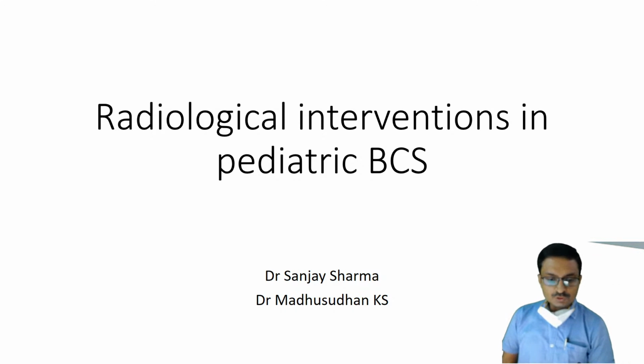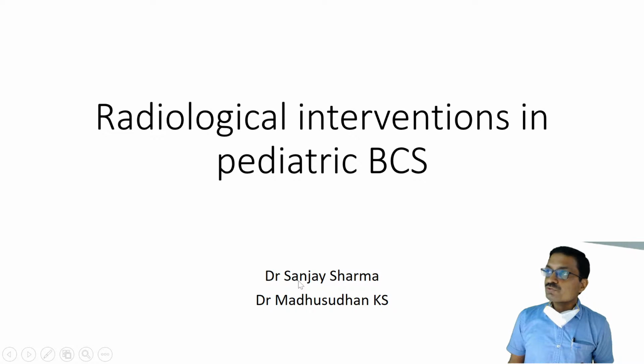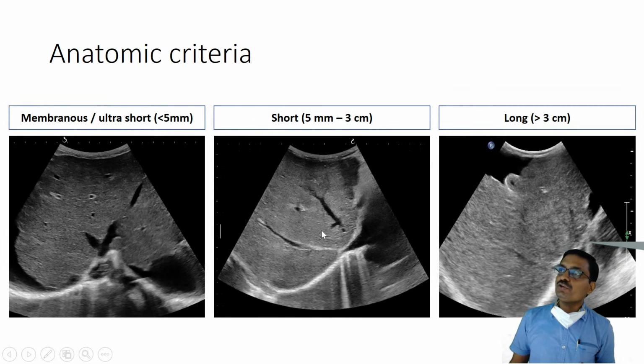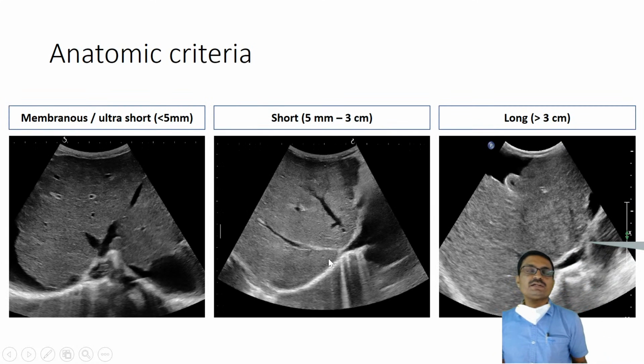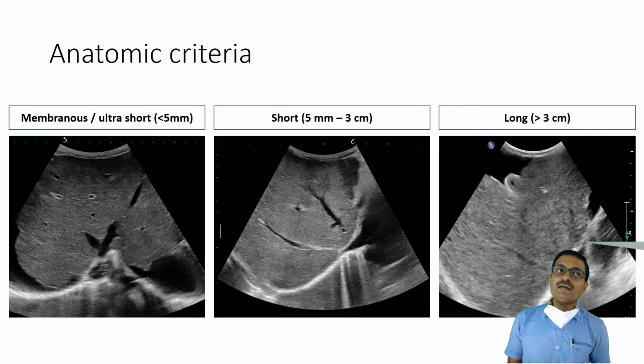So, good afternoon, everyone. Once we have made a diagnosis of pediatric Budd-Chiari syndrome on ultrasound, we need to plan the interventions. The intervention is planned based on the morphologic appearance of the hepatic veins which is occluded. If we have membranous or ultra-short occlusion of the hepatic veins, like in this case, it's a very thin membrane, which you see here, occluding the left and the middle hepatic vein. In that case, we would plan a simple venoplasty. A balloon angioplasty is sufficient in this case.